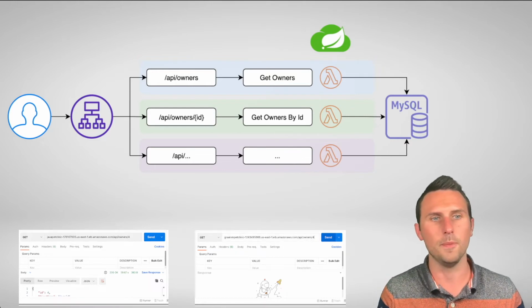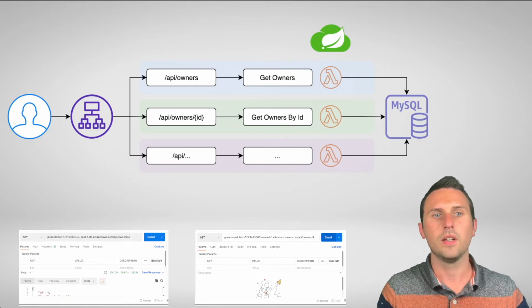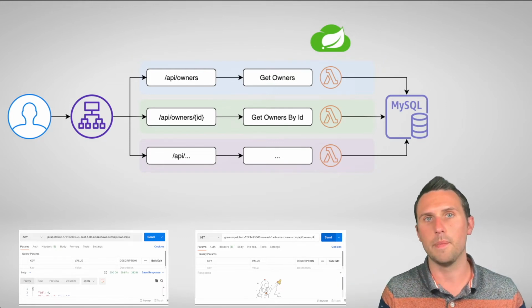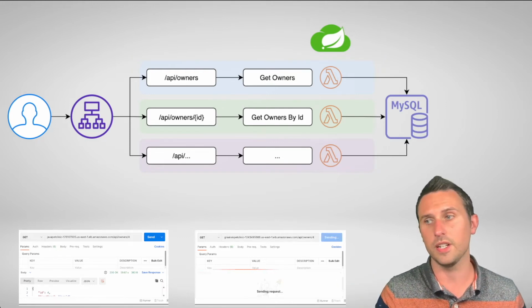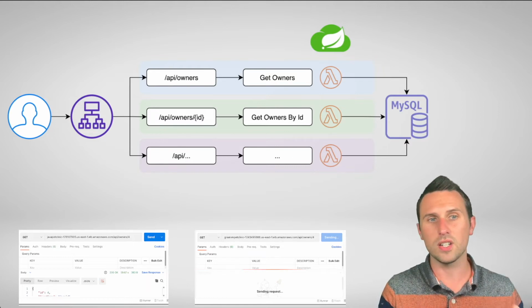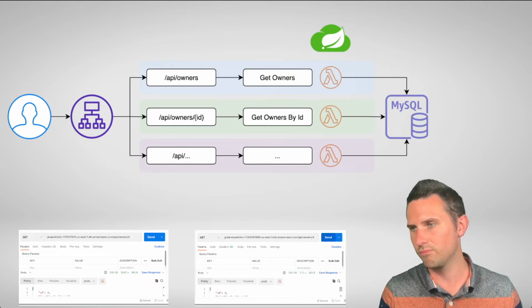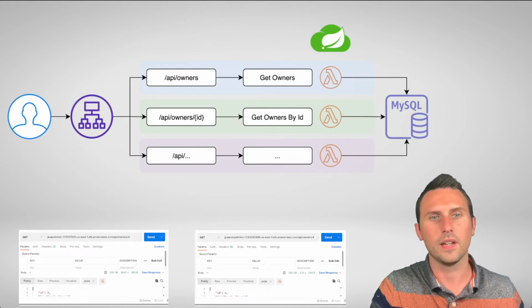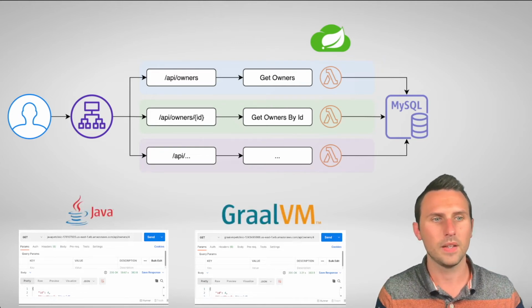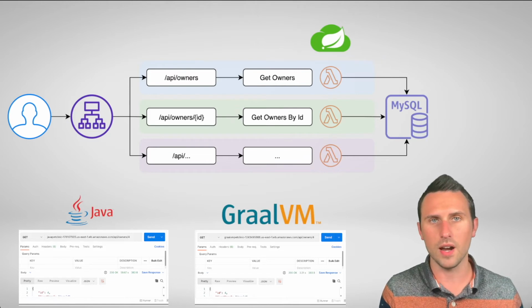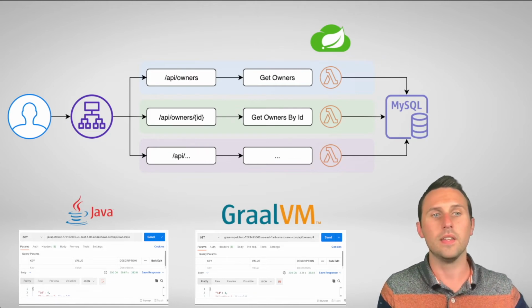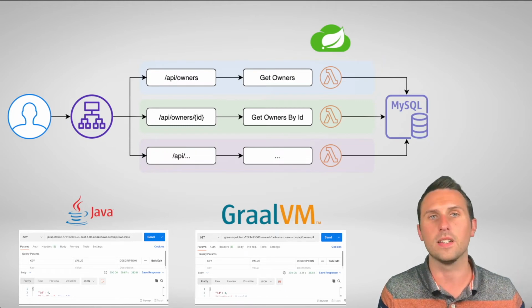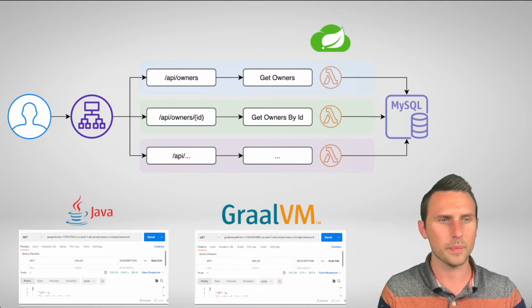But what if I told you this function uses exactly the same code base, runs on 256 meg of memory, and starts from cold in around 3 seconds? The difference is GraalVM. It allows us to compile Java applications ahead of time into native binaries that can then start up significantly faster than applications running in the JVM.